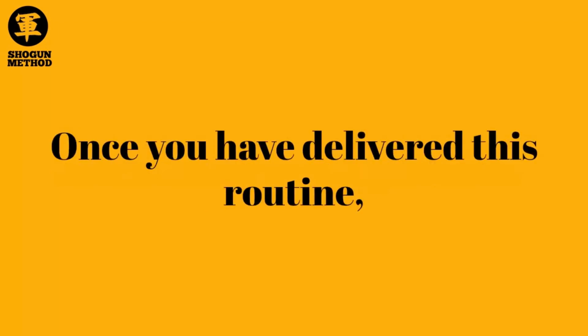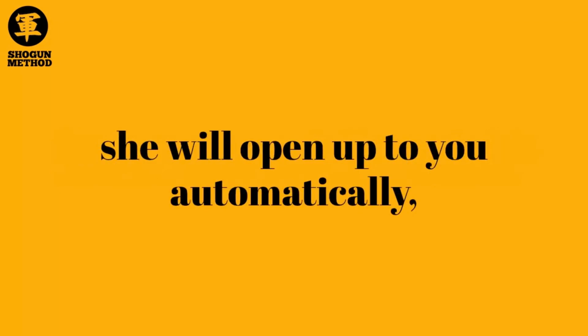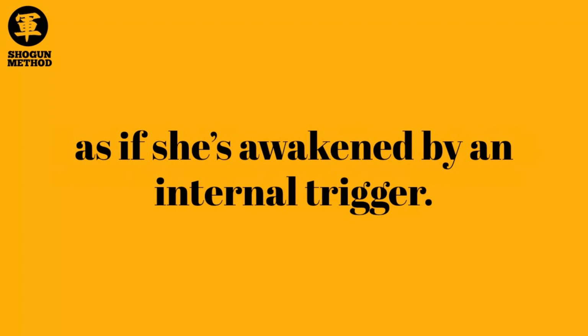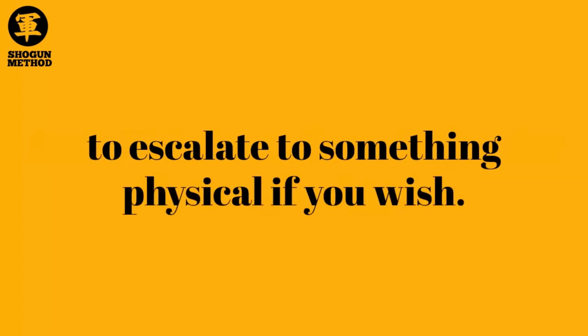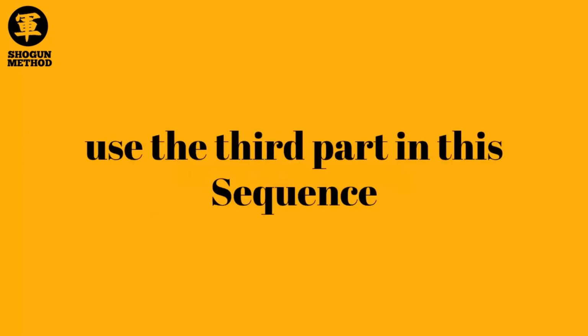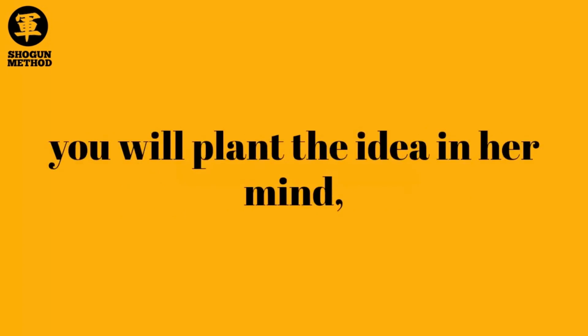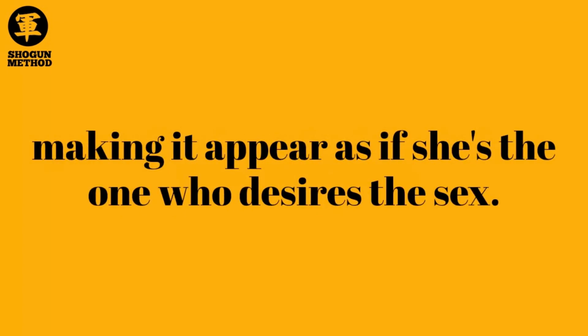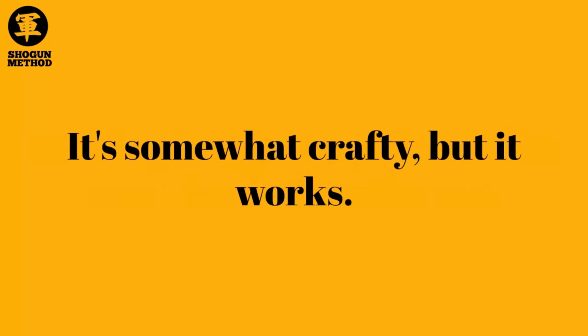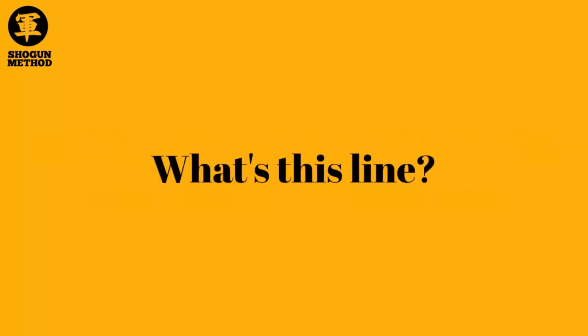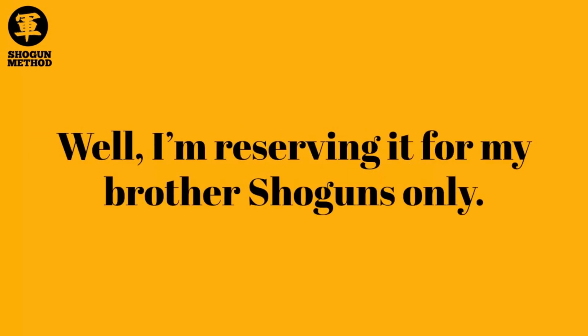Once you have delivered this routine, she will open up to you automatically, as if she's awakened by an internal trigger. And this creates an opening for you to escalate to something physical if you wish. And if you do, use the third part in this sequence to seal the deal. With this line, you will plant the idea in her mind, making it appear as if she's the one who desires the sex. It's somewhat crafty, but it works. What's this line? Well, I'm reserving it for my brother Shoguns only.